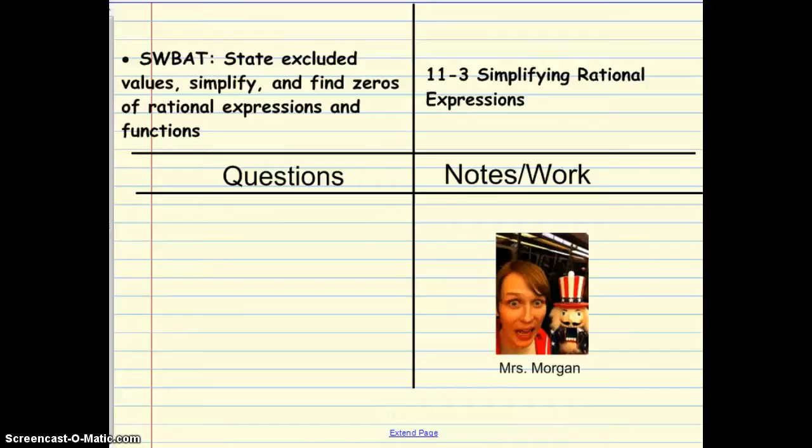Hi everyone, this is Mrs. Morgan with 11.3, Simplifying Rational Expressions. After this lesson, you'll be able to state excluded values, simplify, and find zeros of rational expressions and functions.